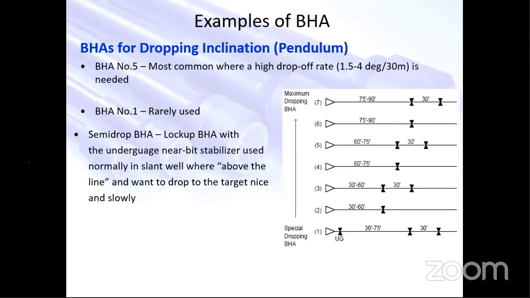We have examples of BHA for dropping inclination. If you are planning to drop the angle, we have here several examples starting from 1 to 7. The 7 is the maximum dropping BHA, which depends on the placement of the stabilizer in the bottom hole assembly. If you look at number 2, for example, it's like 30 to 60. So the farther we go from the bit, the more dropping tendency we get.